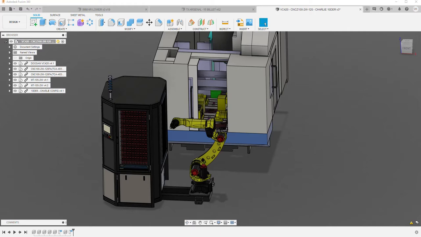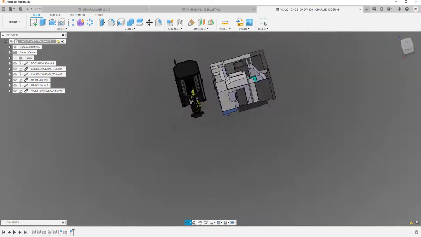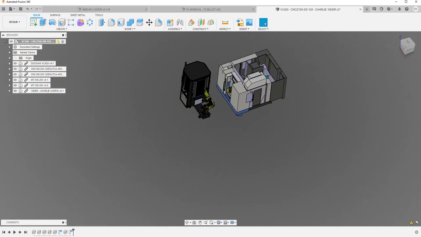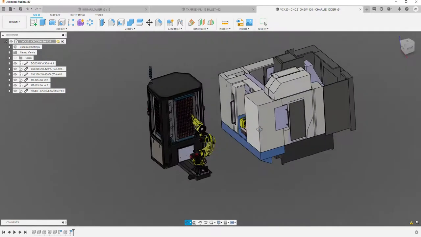Now, something I don't typically promote is one robot running two machines, but in this instance, this would be a pretty good application for one tender providing product to two different machines. So potentially you could put a second VC on the other side of this guy. And if that's the case, then you would get a full 24 hours, roughly, of unattended cycle time.